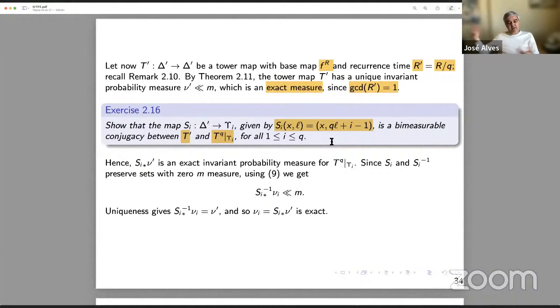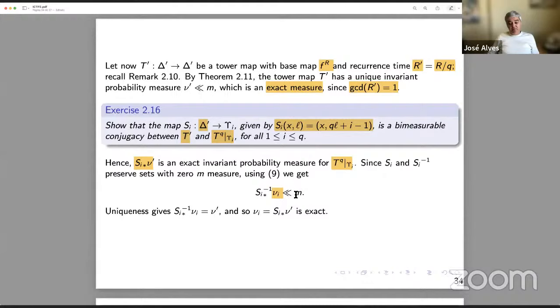And so using that, since nu prime is an exact measure here, then the push forward of it will be an exact measure in the other system. But now since S_i and S_{i-1} preserve sets with zero measure, and we know that nu prime is absolutely continuous with respect to Lebesgue, to the reference measure.